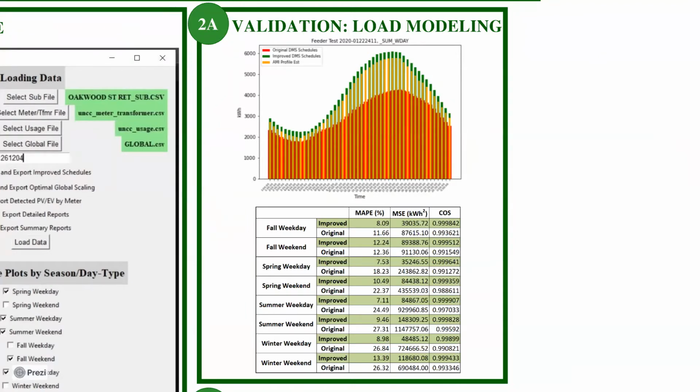In aggregating the load profiles across a distribution feeder, as is shown in the figure, the improved profile in green is noted to follow the actual meter measurements in yellow more closely than the original profile in red. As indicated in the table, results were produced that quantitatively improved on the original load schedules across all seasons for both weekends and weekdays.